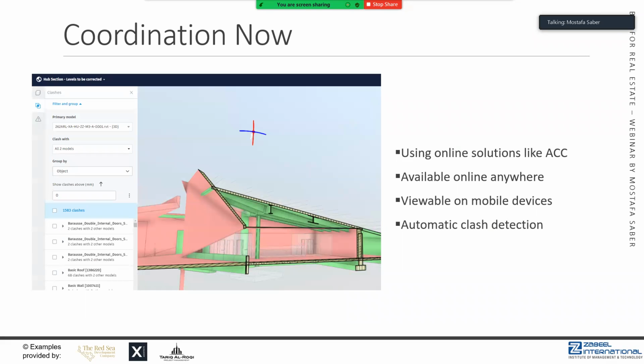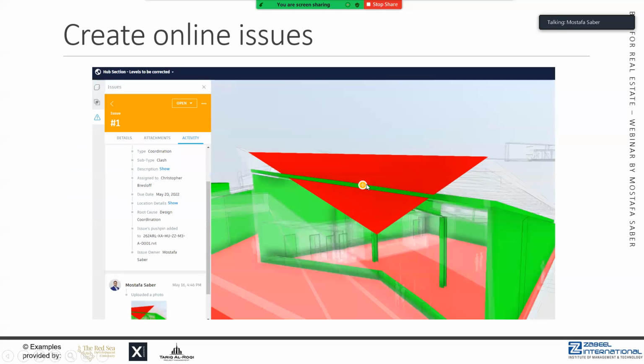Coordination right now is immediate on the cloud. It's a very light platform, which I told you about, the Autodesk Construction Cloud. We can use this to immediately see the problems that we have and report them to relevant team members. I can immediately create issues, point out the problem that I can see, and write comments related to the problem and send it immediately to the concerned team member to fix it. I can also give him a deadline that he has to fix this problem by this specific date.